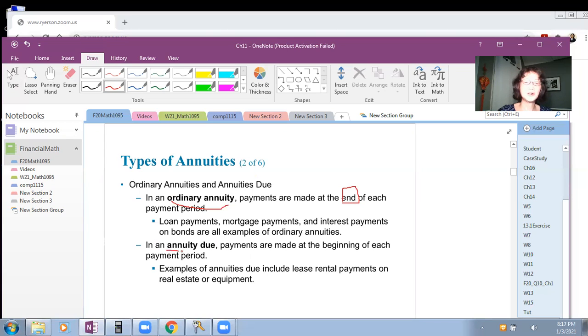So for annuity due, payment is made at the beginning. Examples would include your apartment rent, usually due on the first day of the month.